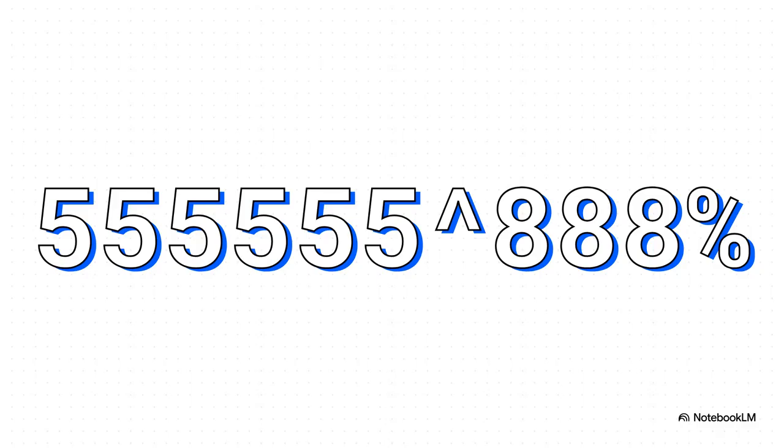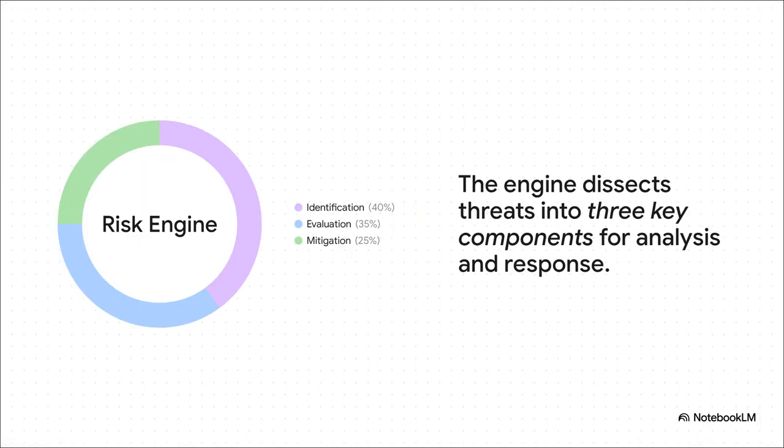And that brings us to this number. The risk analysis engine was designed to increase the capacity for correct action by this much. It's a leap in performance so gigantic that it effectively makes error statistically impossible. And each engine, like this one for risk analysis, has a complex internal structure. It doesn't just see risk, it dissects it into components, identifying the threat, accurately assessing its impact, and then formulating the absolute perfect mitigation strategy.